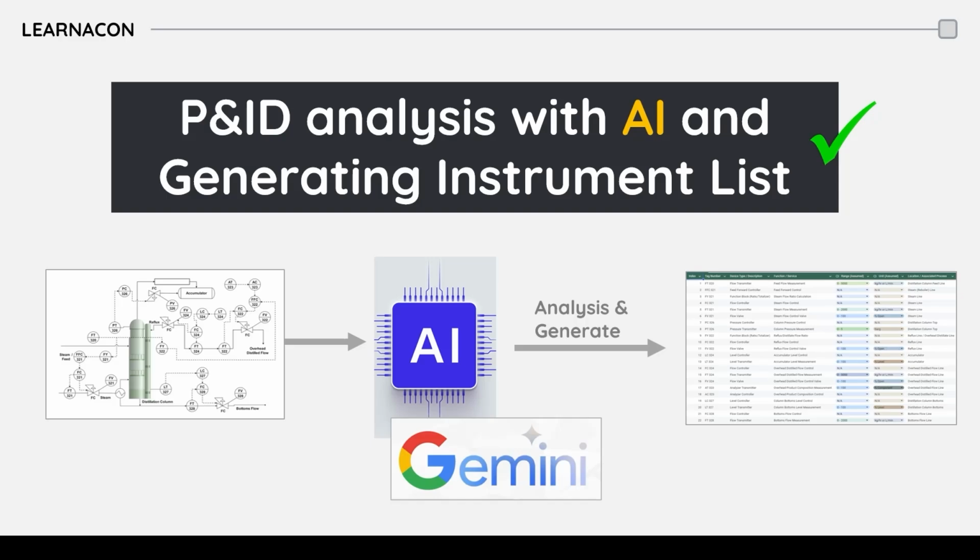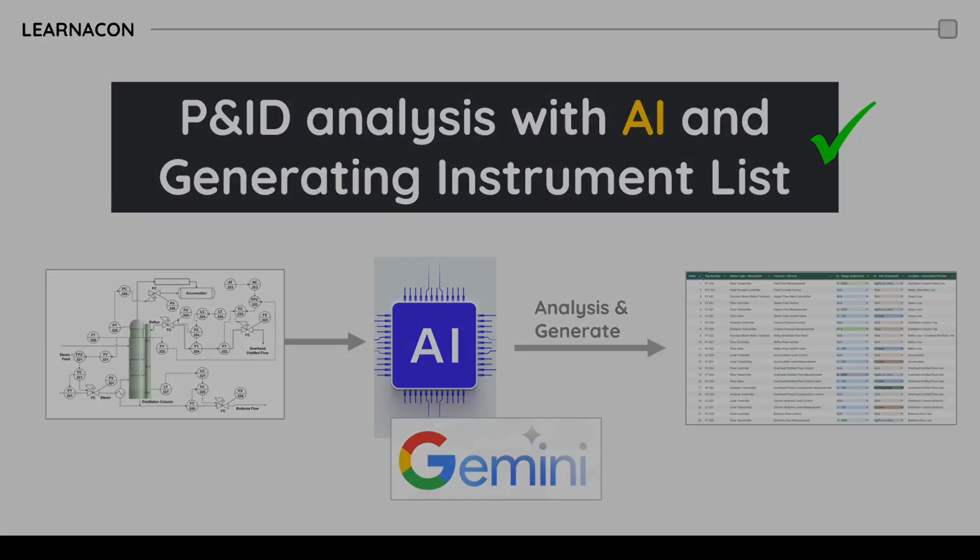The good news is that generative AI can assist you in this challenge, saving you tons of time and reducing potential errors. Today, I'm going to show you how we can use AI to analyze P&ID diagram and generate instrument list in just a few seconds.